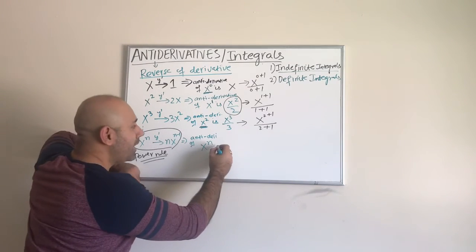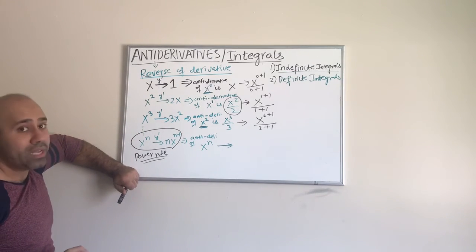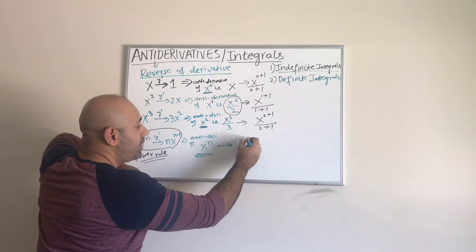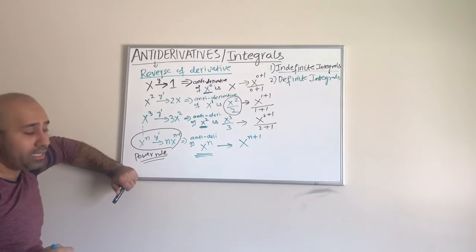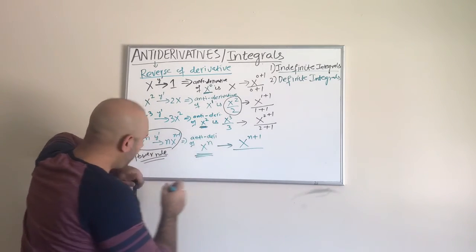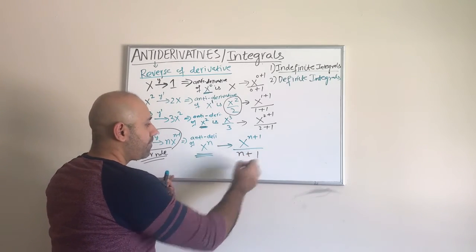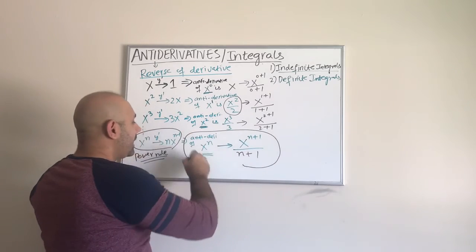So from this, I think we should be able to figure out what the antiderivative of something which looks like x to the power n is. And that is going to be x to the power n plus 1, because we see the pattern happening in these previous 3 cases, okay? And then what goes in the denominator is the same thing, n plus 1. Right? So that would be the antiderivative of x to the power n.